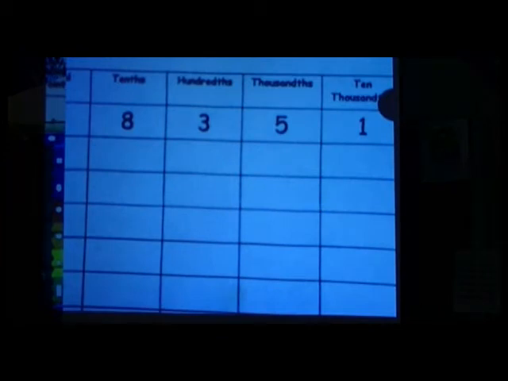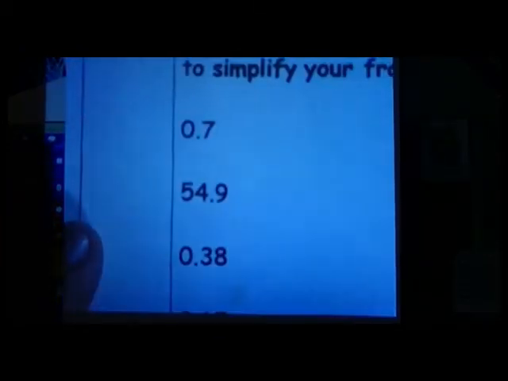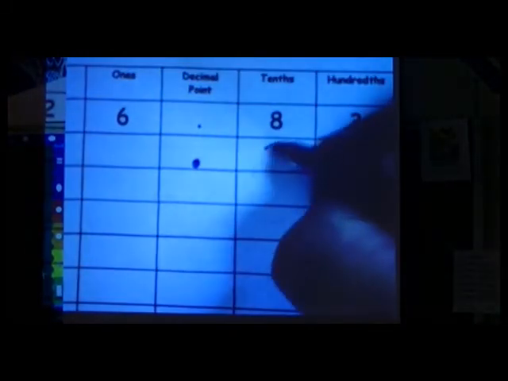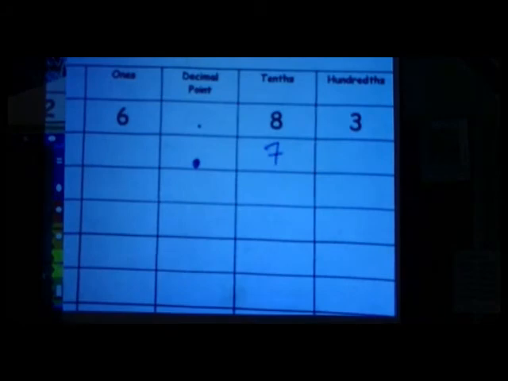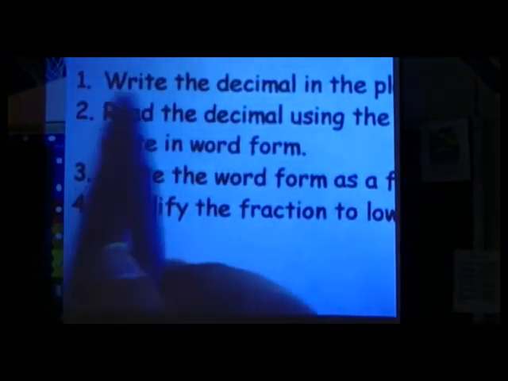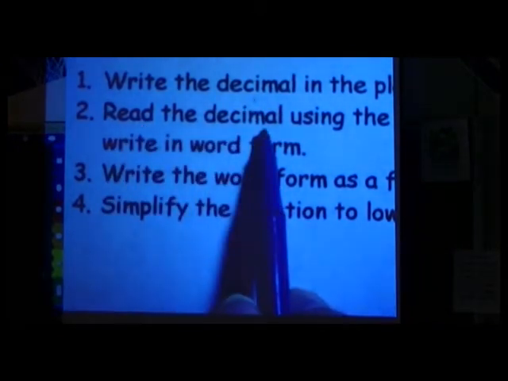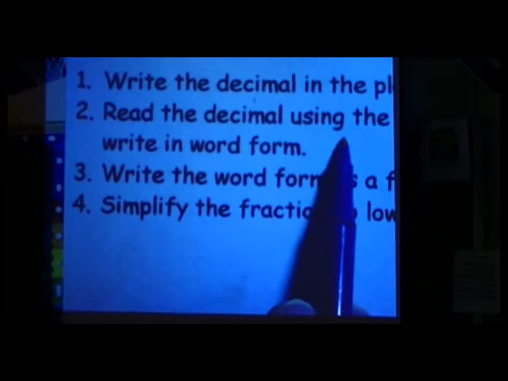All right, so now let's talk about this decimal that we need to put into the place value chart. The first one is 0.7. So I'm going to write it in my place value chart. Here's my decimal point, and my 7 is right there. The next thing that we have to do according to our steps is to read the decimal. Okay, now we already wrote the decimal in the place value chart. Now we have to read the decimal using the place value chart. Okay, so let's read.